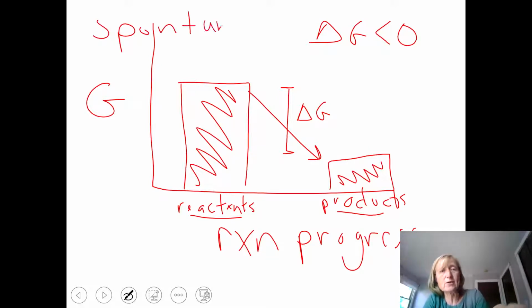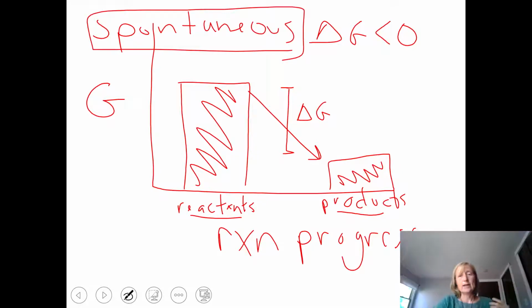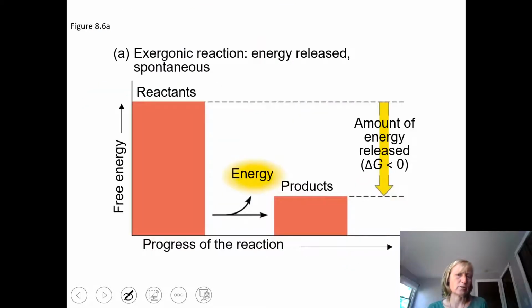This reaction is a downhill reaction. It's a spontaneous reaction. It's going to happen without outside help. Doesn't mean it's going to happen fast, but it's going to happen without outside help. That's how I draw a spontaneous reaction. Here's another picture of it well drawn.